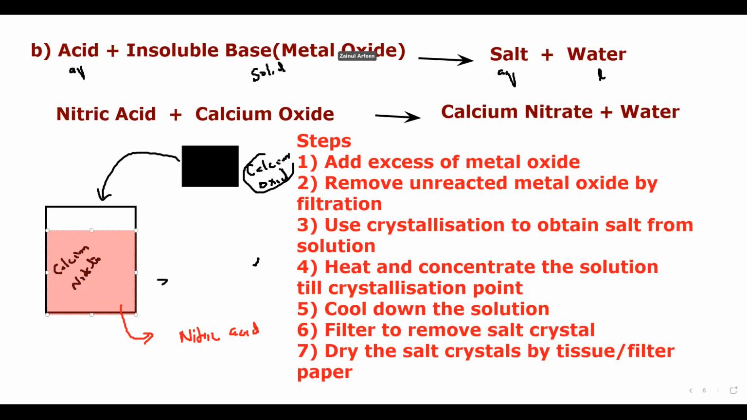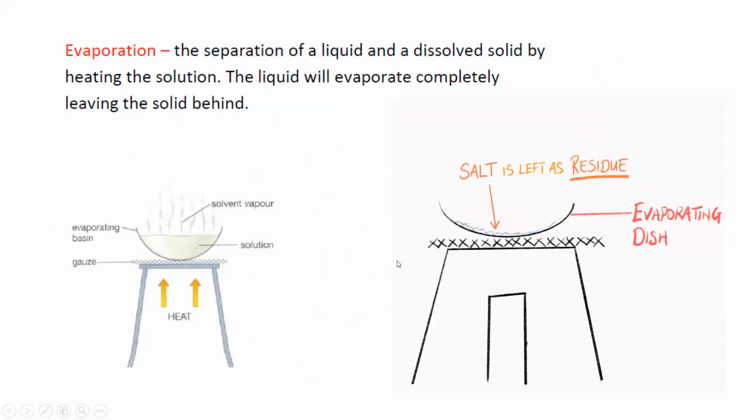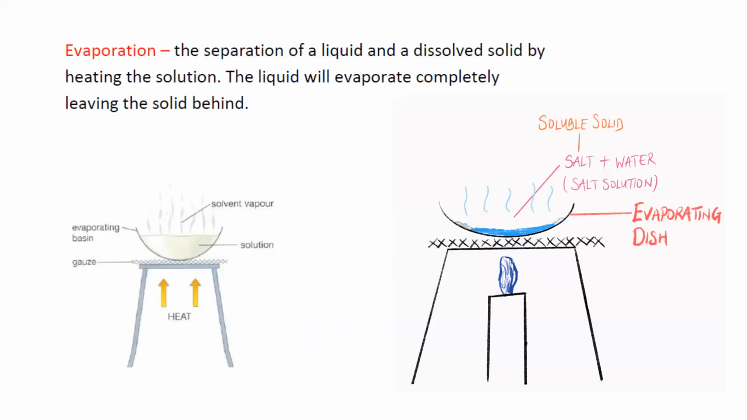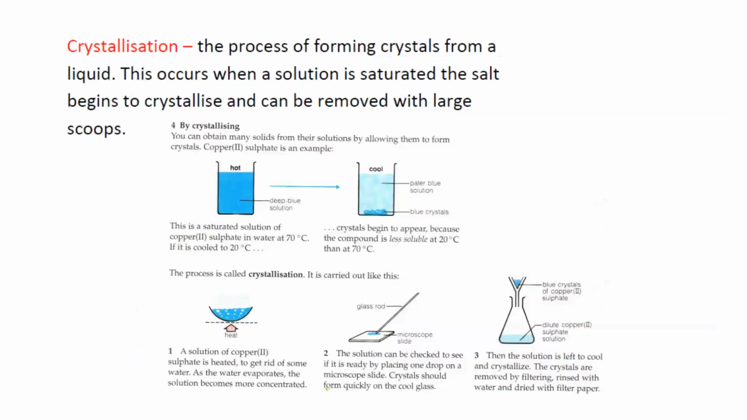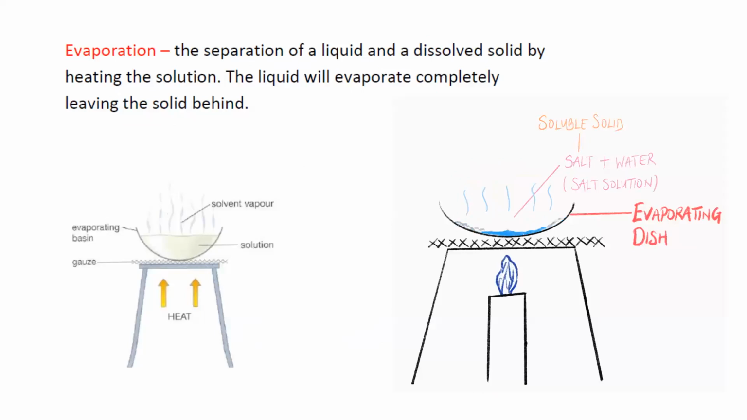If we want to take the salt out from the solution, we can use either evaporation or crystallization. With evaporation, we supply heat energy until all of the liquid escapes and we are left with salt crystals. Or you can use crystallization, but normally in the lab we use crystallization rather than evaporation. And you will find the weightage, because if you write evaporation, you can only mention one point, like supply heat energy until all of the liquid escapes and solid is left behind.